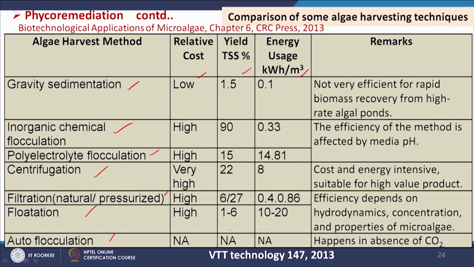Here maximum is 90% TSS through inorganic chemical flocculation, and here energy usage is 0.33. So, this we see is lower energy usage and higher TSS, but gravity sedimentation has the lowest energy usage, but the TSS yield is very less with respect to other methods. So, we can select one on the basis of our situation, the type of microalgae we are using, the density of the microbial cells, etcetera, and we can select any one suitable process for the harvesting purpose.